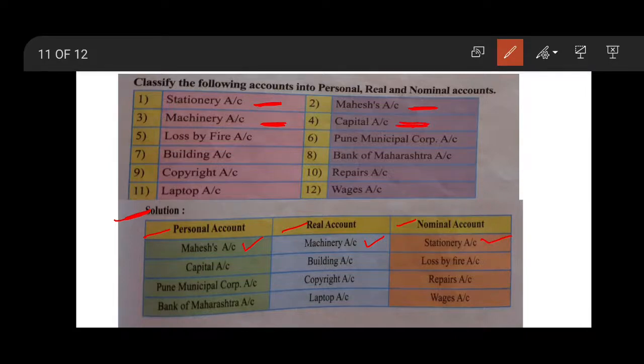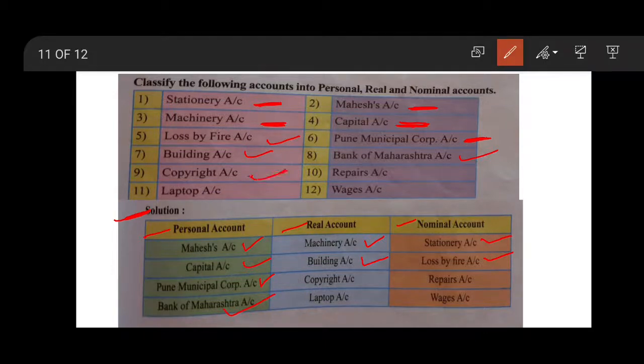Capital account, again it is a personal account. Loss by fire, it is a loss which deals with nominal account, so loss by fire comes under nominal account. Next is municipal corporation account. It is a body created by law. It is a person created by law, therefore personal account. So Pune Municipal Corporation account is under personal account. Next is building, property, assets. So building is classified into real account. Bank of Maharashtra account, therefore personal account.